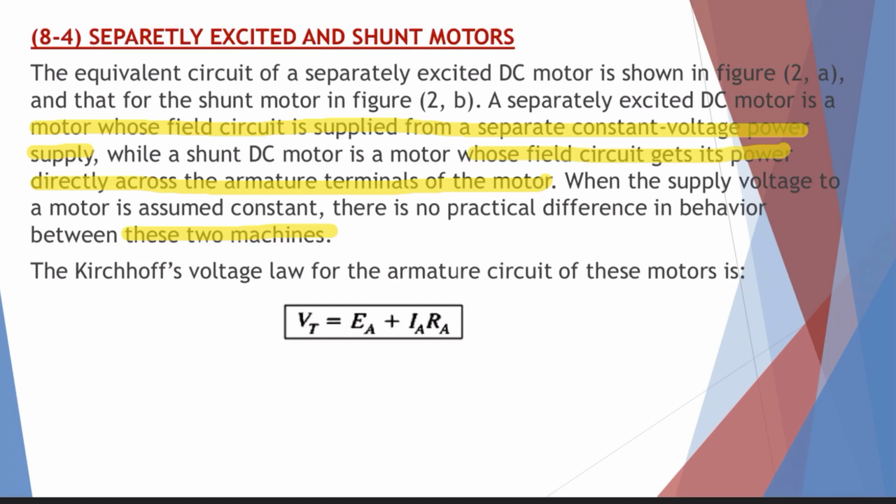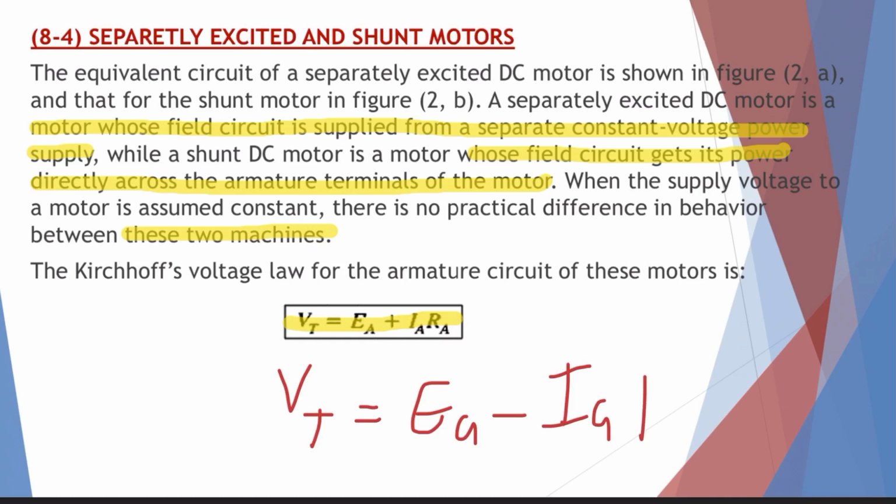The Kirchhoff's voltage law for the armature circuit of these motors is: VT equals EA plus IA multiplied by RA. Do you remember for DC generators it was VT equals EA minus IA multiplied by RA? That was for DC generators. But now the new equation for a DC motor will have a plus, guys, here a plus.